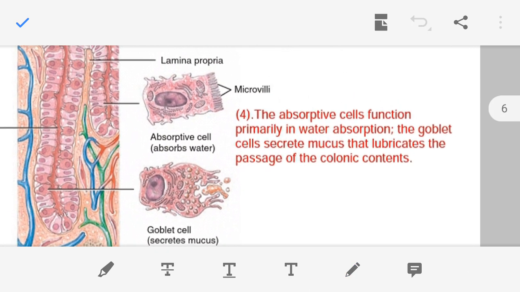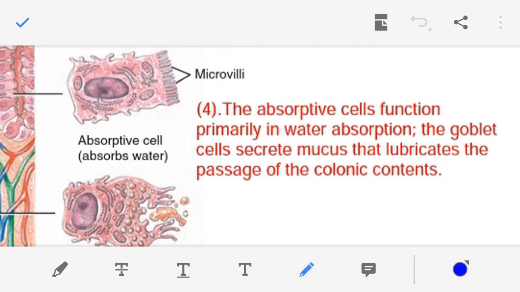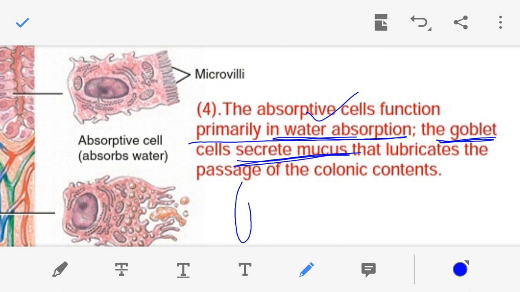Now what are the functions of the absorptive and goblet cell? The absorptive cells are involved primarily in the absorption of water from the digested food material, and the goblet cell secretes the mucus. And what is the function of mucus?